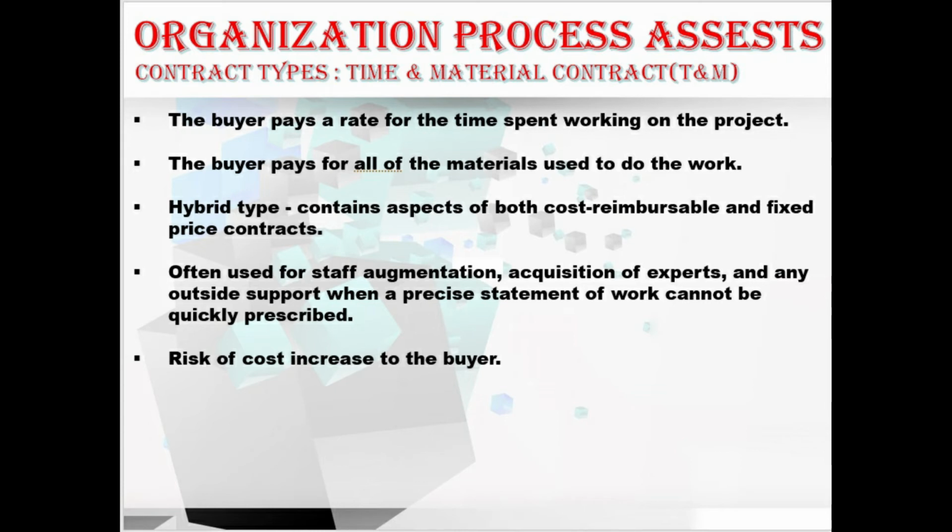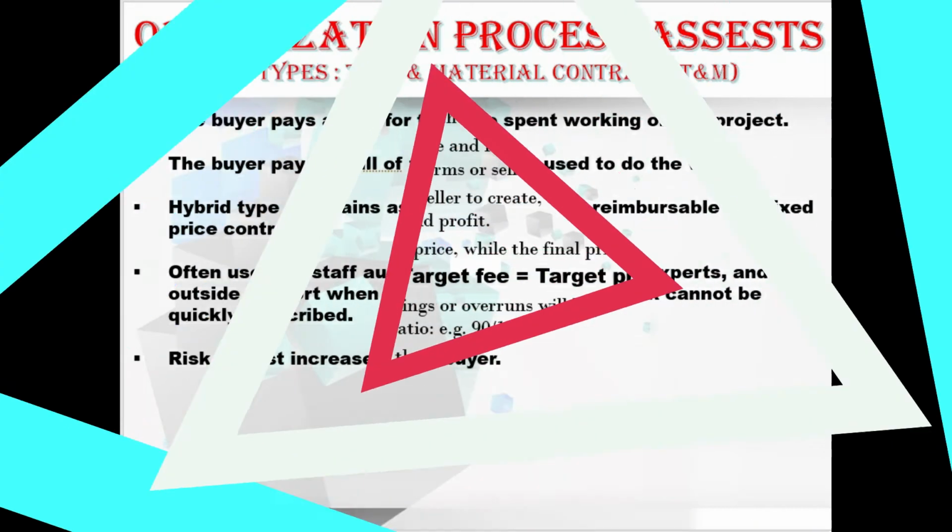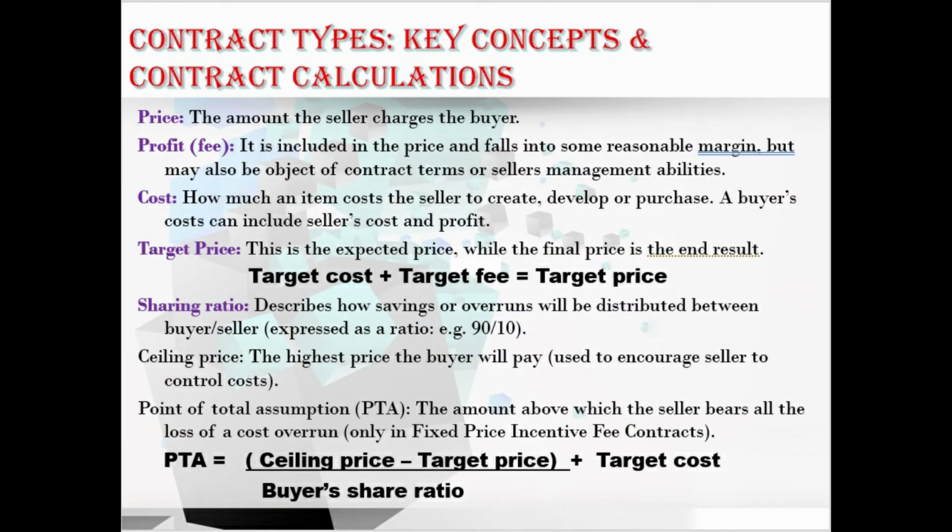Okay, let me summarize the contract types, the key concepts and the contract calculations. Let's start with price. What is price here? The amount the seller charges the buyer is the price. And the profit fee is included in the price and falls into some reasonable margin, but may also be the object of contract terms or the seller's management abilities. Hope you understood what is profit fee here.